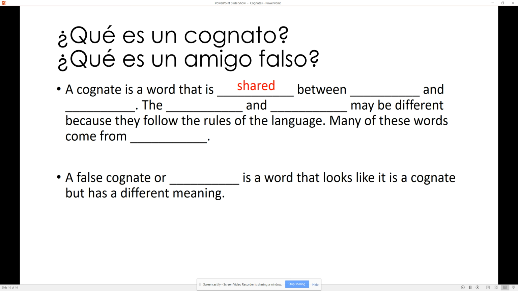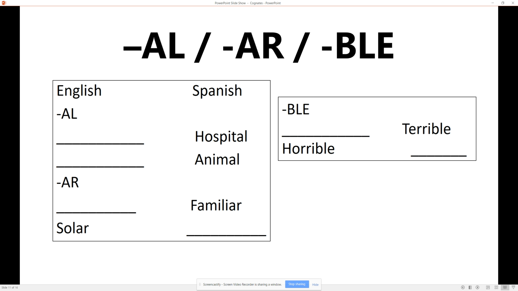So, what is a cognate and what is a false friend? A cognate is a word that is shared between English and Spanish, but it can actually be a word shared between any two languages. The spelling and pronunciation may be different. In most situations, they are because they follow the rules of the language. Many of these words come from Latin. However, we talked about some of the other sources. A false friend is a word that looks like it's a cognate but actually has a different meaning. And I'll be showing these to students as we go through vocabulary.